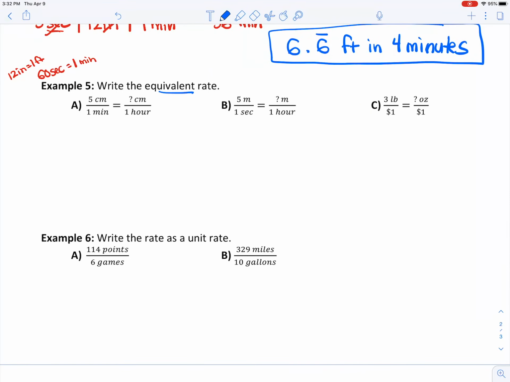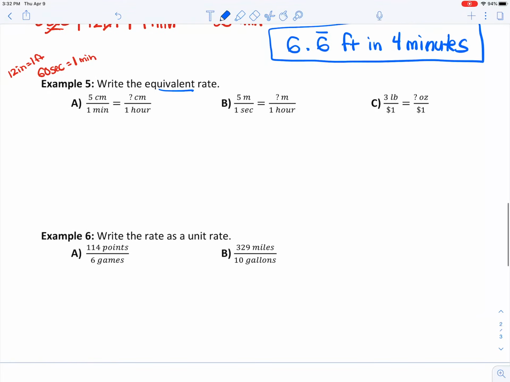Okay, example 5, write the equivalent rate. Now remember, equivalent means like equal. So I have kind of the problem set up here. I'm noticing that we went from 1 minute to 1 hour. Okay, and then we need to figure out how many centimeters that's going to be.